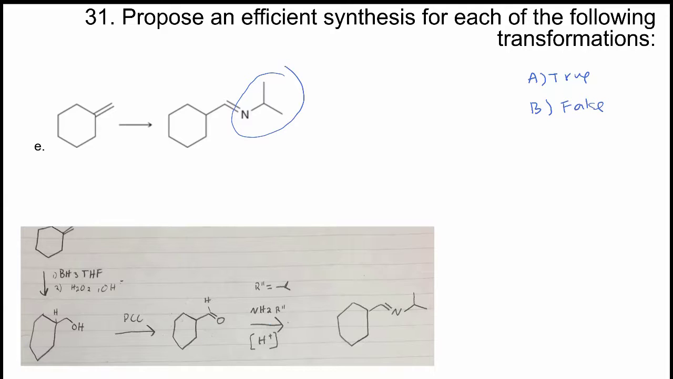And then they're adding NH2R double prime, where R double prime is isopropyl, in the presence of catalytic acid. In this reaction, an aldehyde with a primary amine is going to give us an imine. So this synthesis does work. This one is true. Does anybody have questions on any of the steps here?